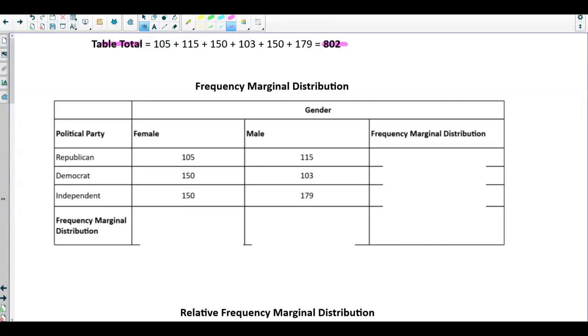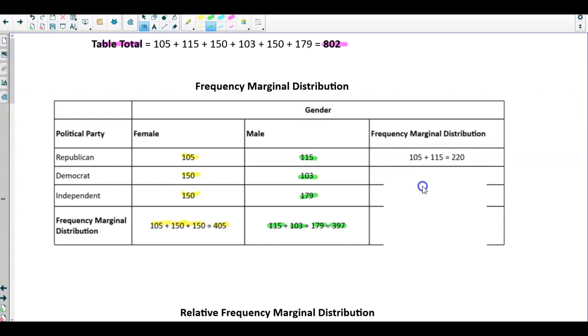All right, so now we want to create a frequency marginal distribution. Here we're going to add the 105 plus 150 plus 150, and that's going to give us our total here of 405. Next, we're going to take the next column. We're going to add 115 plus 103 plus 179. If we add those together, that's going to give us 397.